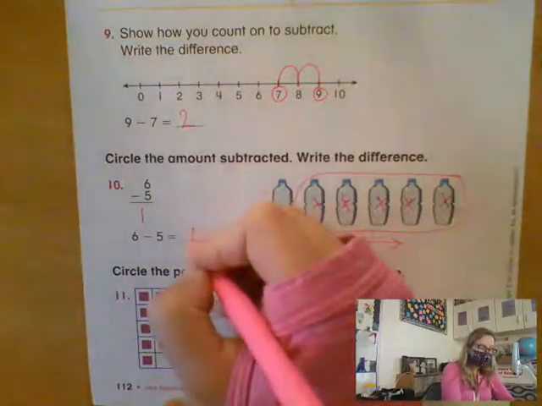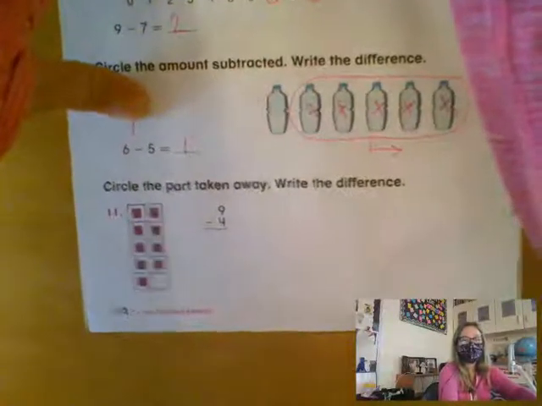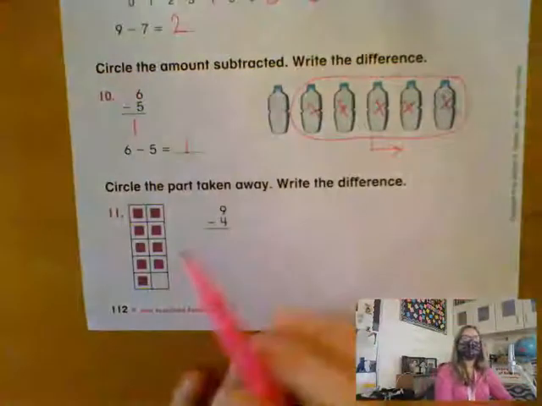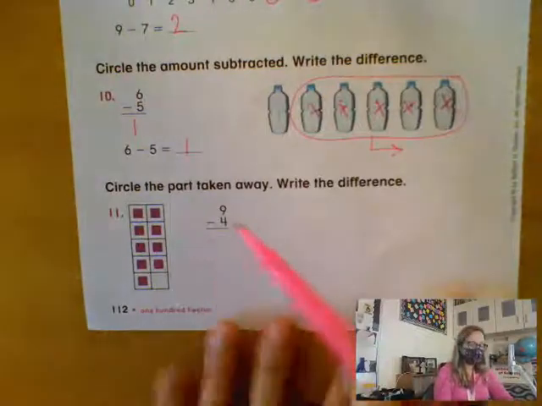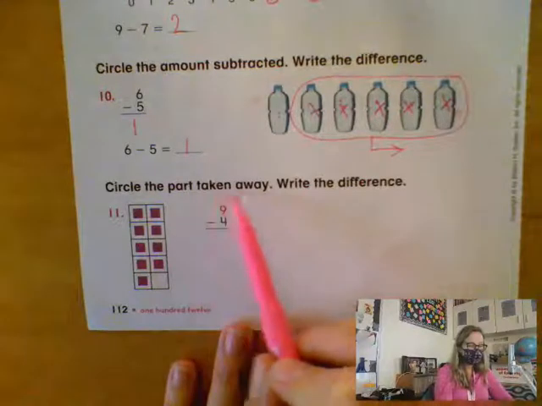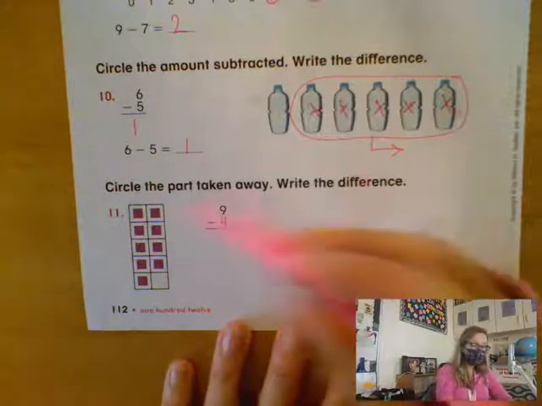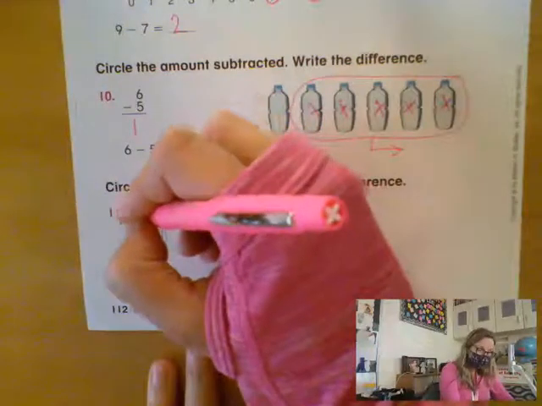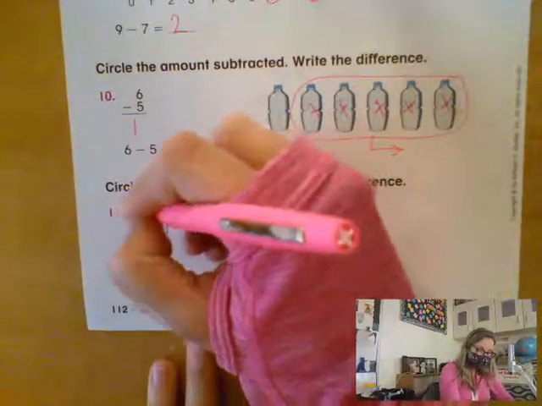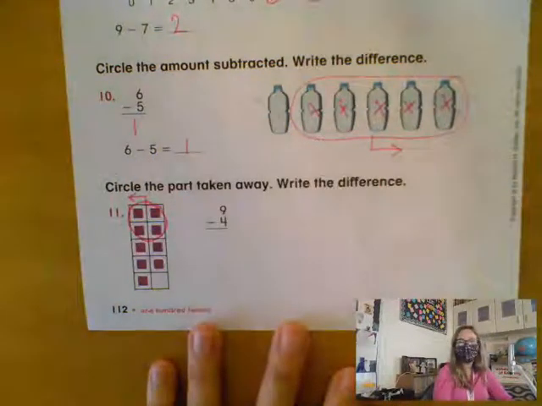All right, the last question on our review, it says circle the part taken away and write the difference. So I'm looking at my subtraction problem, Austin. It says 9 take away 4. So I have to circle the part taken away. What part is taken away? 4. So we're going to circle 4. Okay, I'm going to circle these 4. And I'm going to send them on their way.